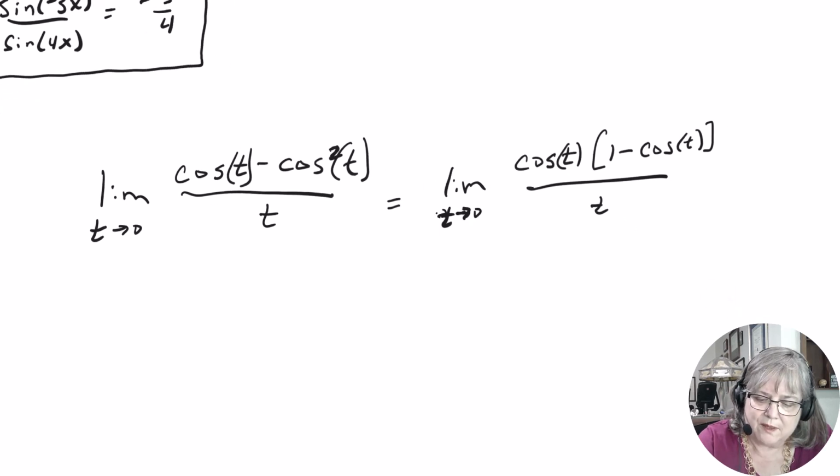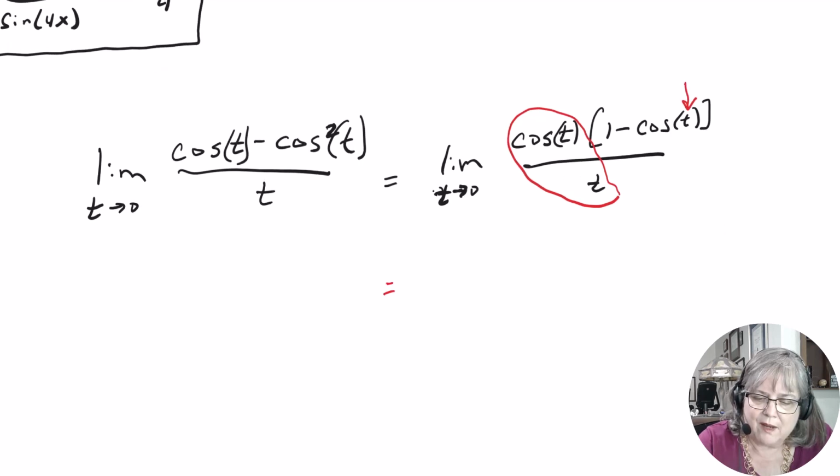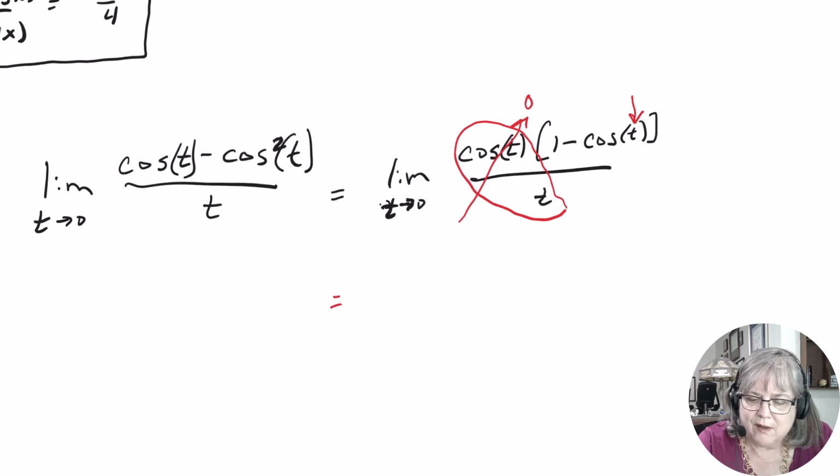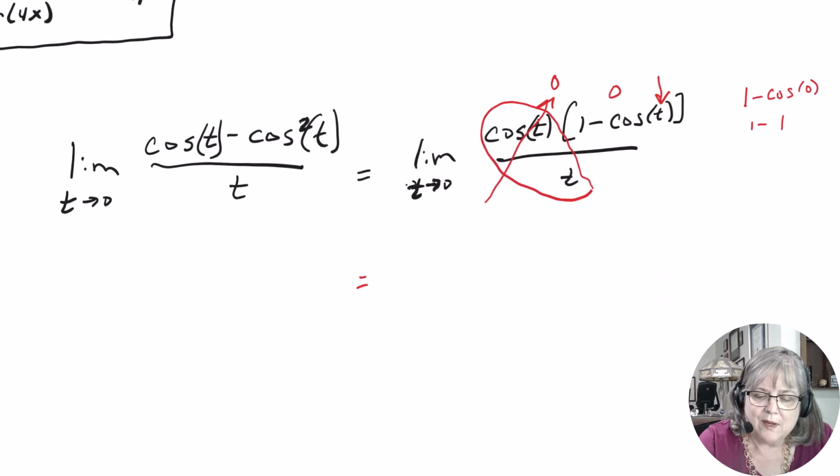So this one is that pattern, right? And if you put t as 0 in right there, this one is going to go to 0. And this part right here is actually 1 minus cosine of 0, which is 1 minus 1, which is also 0. So you've got 0 times 0. So this is 0.